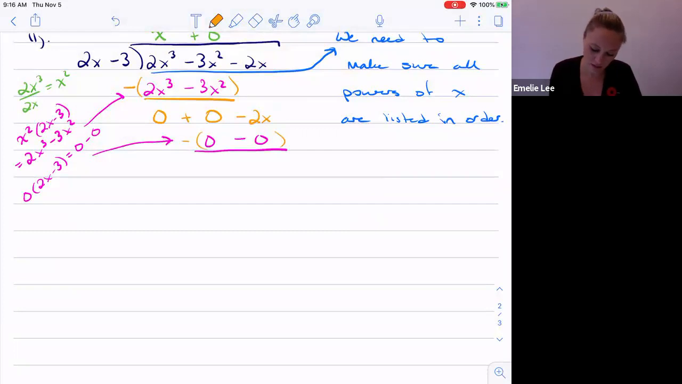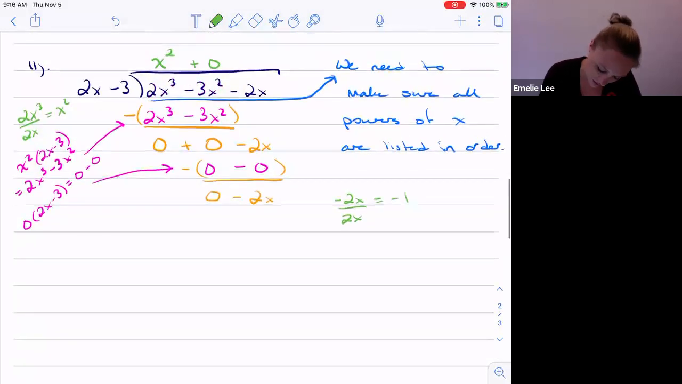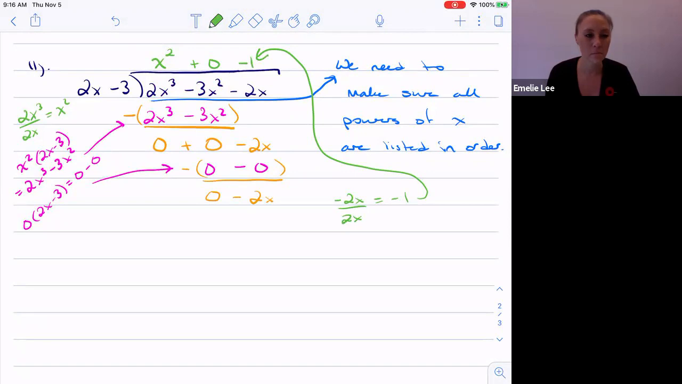If I subtract these, 0 minus 0 is 0. Negative 2x minus negative 0, of course, is just negative 2x. So now I can deal with this one. Negative 2x divided by 2x is negative 1. Then I take negative 1 times 2x minus 3.